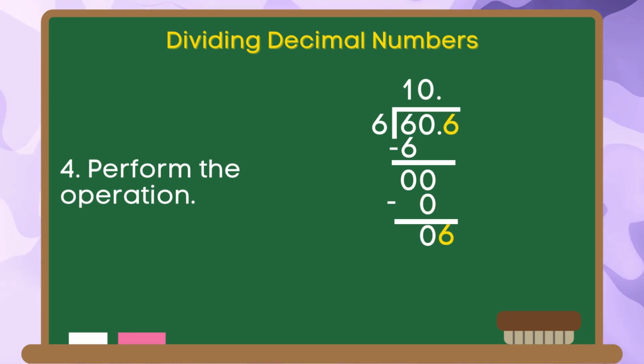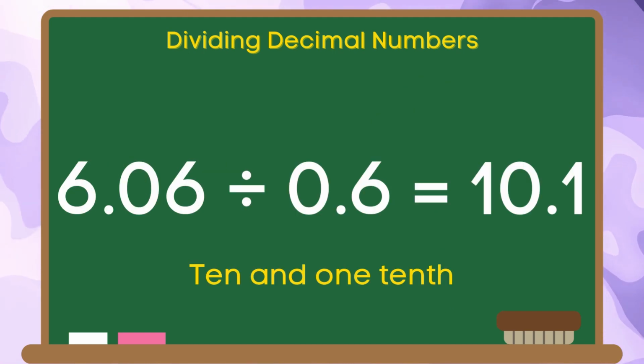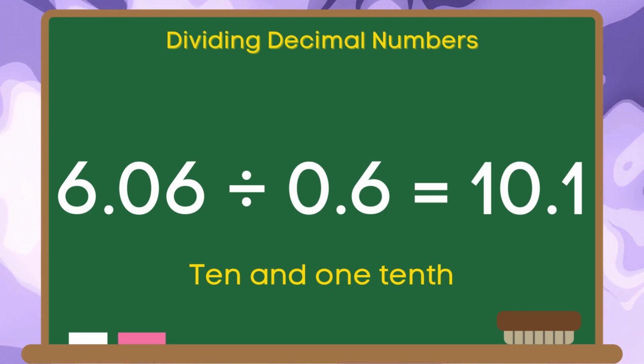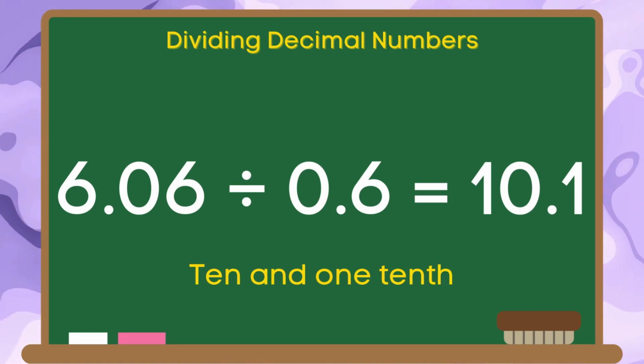Bring down 6. 6 divided by 6 is equal to 1. 1 times 6 is equal to 6. Let us subtract. 6 minus 6 is equal to 0. Therefore, the quotient of 6 and 600ths and 6/10ths is equal to 10 and 1/10.